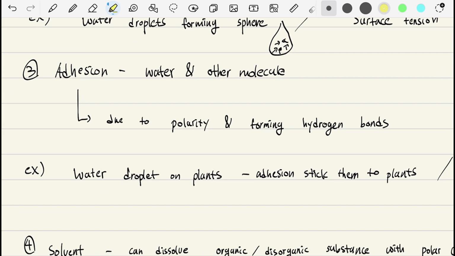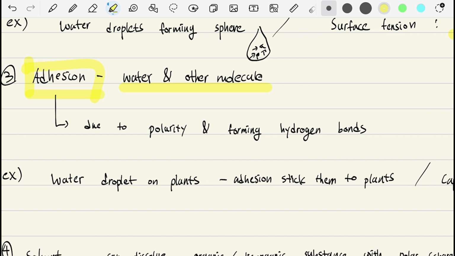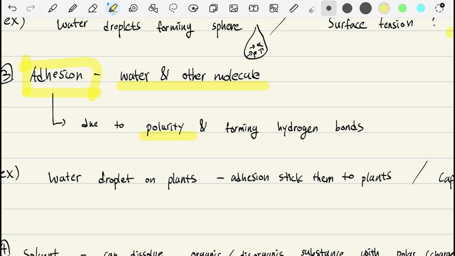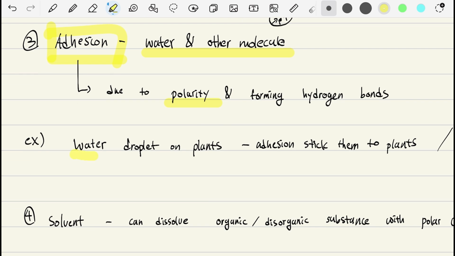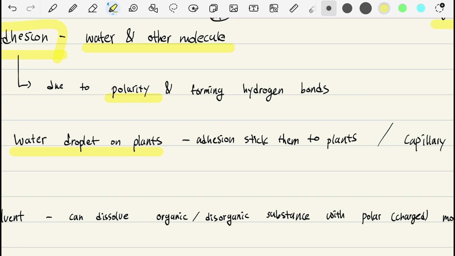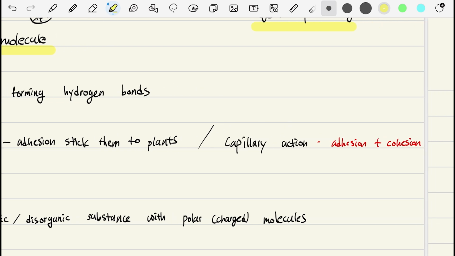And the second characteristic will be adhesion, and this talks about water and other molecules. Adhesion happens due to the polarity of water and also the tendency of forming hydrogen bonds. The biggest example would be the water droplets on plants that we can see in the morning. This happens because adhesion makes them stick to the plant surface, which makes a little ball shape on the plants.